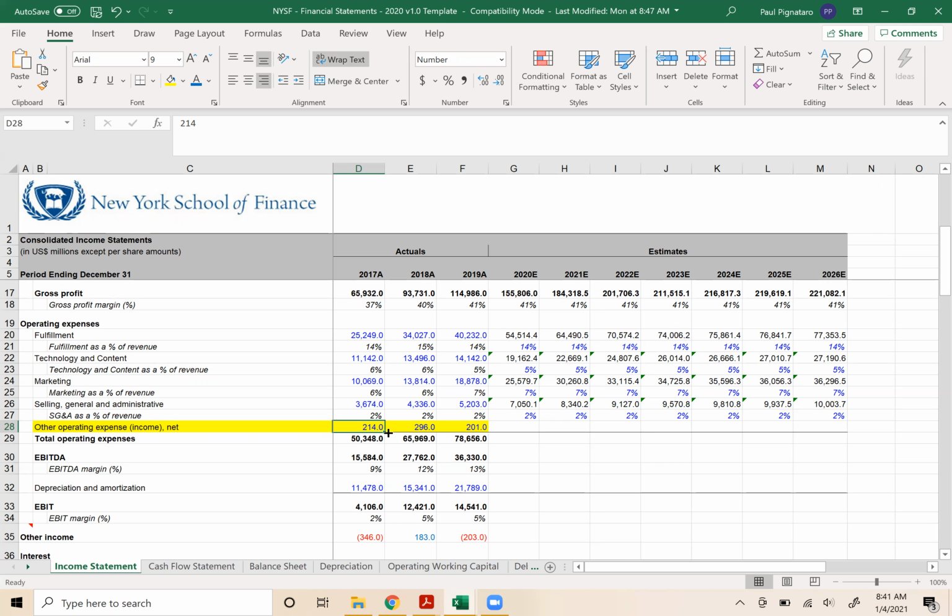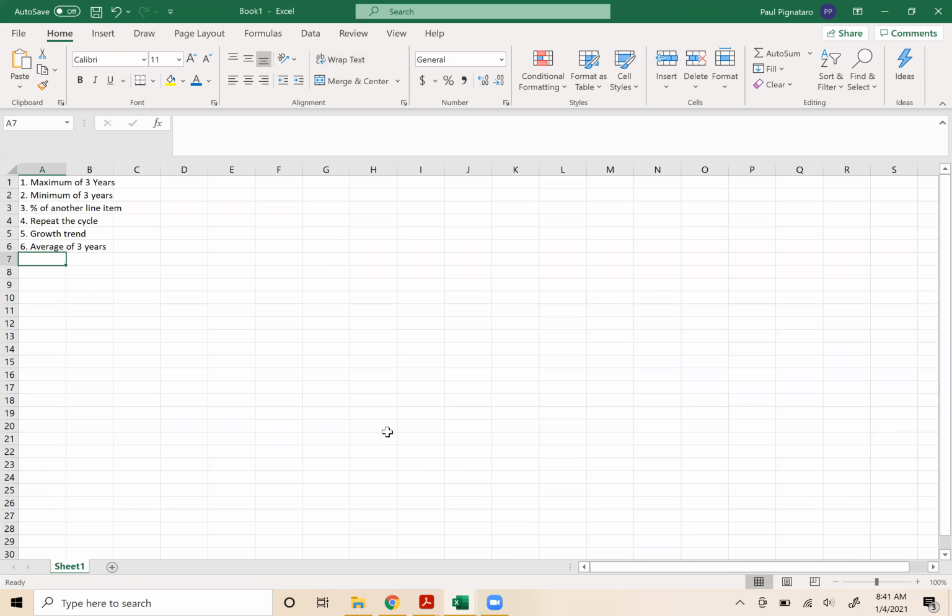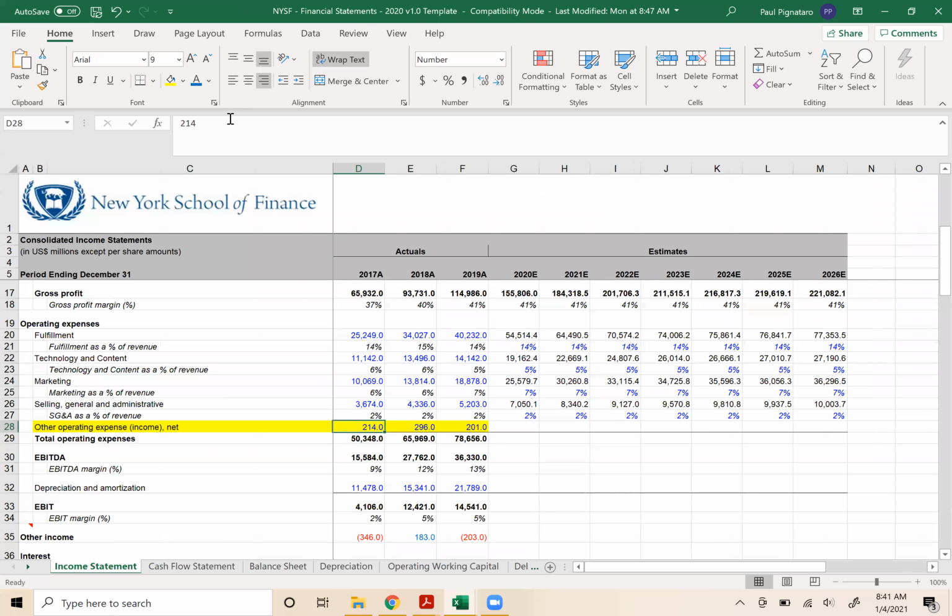And then the last one that I commonly use is taking the last year. In other words, taking the last year's metric, right? We do this with these projections. Last year's metric is most indicative of our next year, right?